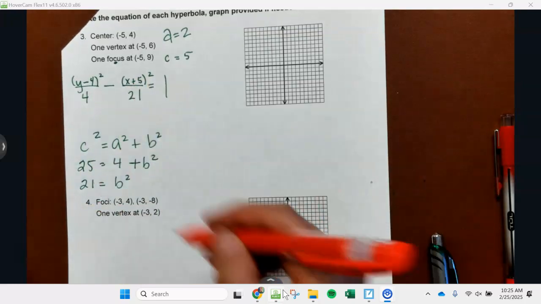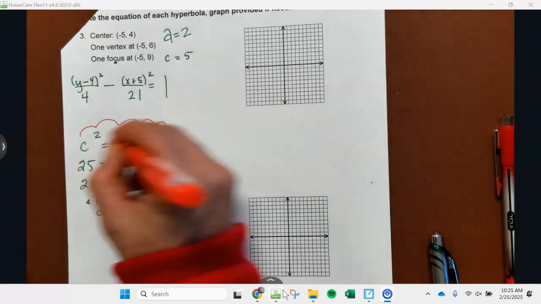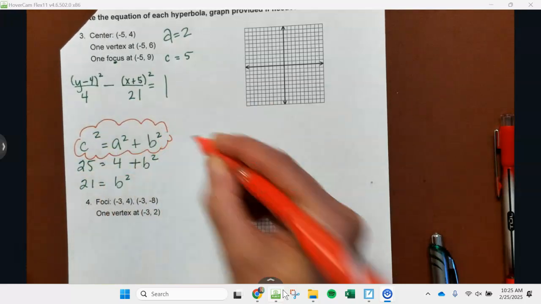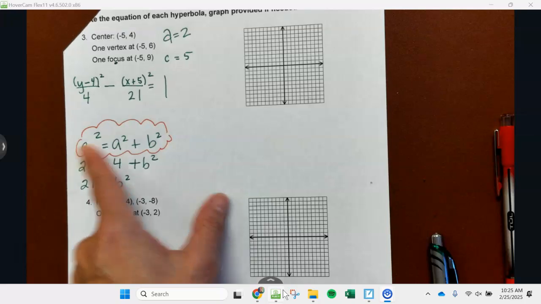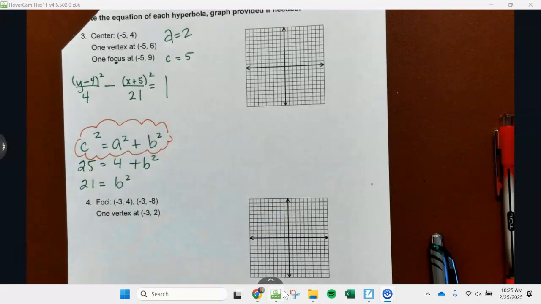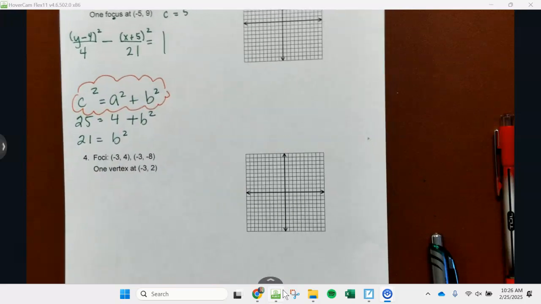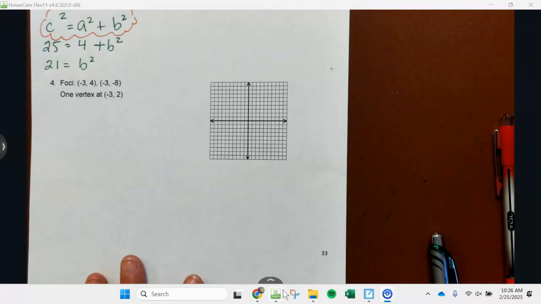So don't forget, guys, sometimes you're going to have to use this more than just graphing. So if you get stuck on something, writing an equation, go back and think about your a squared plus b squared. If it's a hyperbola, remember, if it's an ellipse, that's a minus sign right there. Okay, let's take a look at the next one.